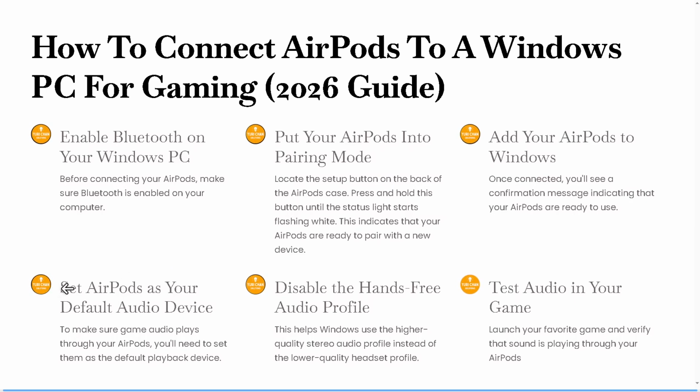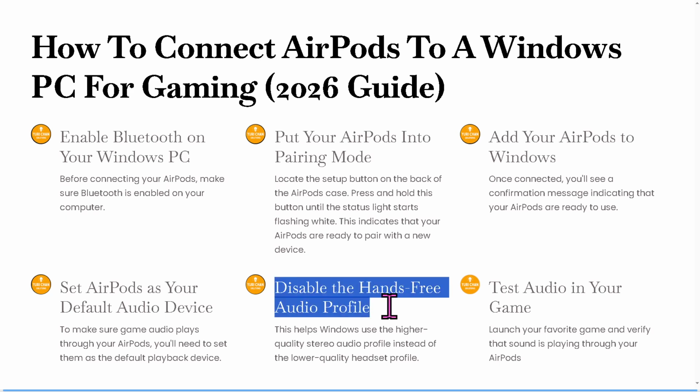And then you need to set the AirPods as your default audio device. To make sure audio plays through your AirPods, you'll need to set them as the default playback device. Now, all I have to do is simply right-click the speaker icon in the taskbar and select Sound Settings. Under Output, choose your AirPods from the list of available audio devices. You can also click More Sound Settings and set your AirPods as the default playback device for all applications, and then disable the hands-free audio profile.